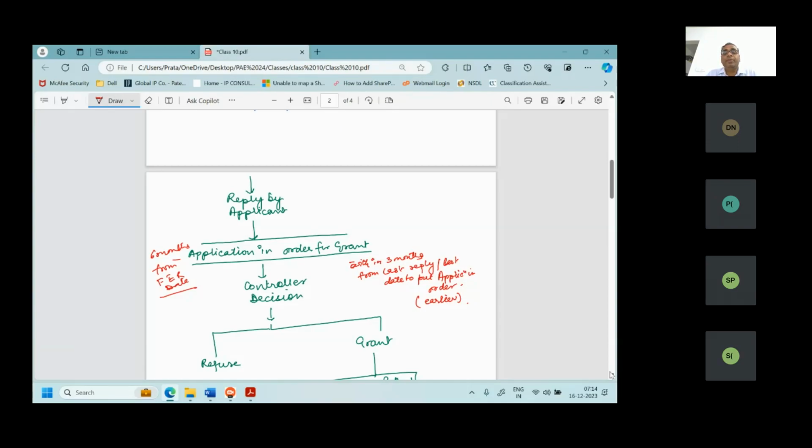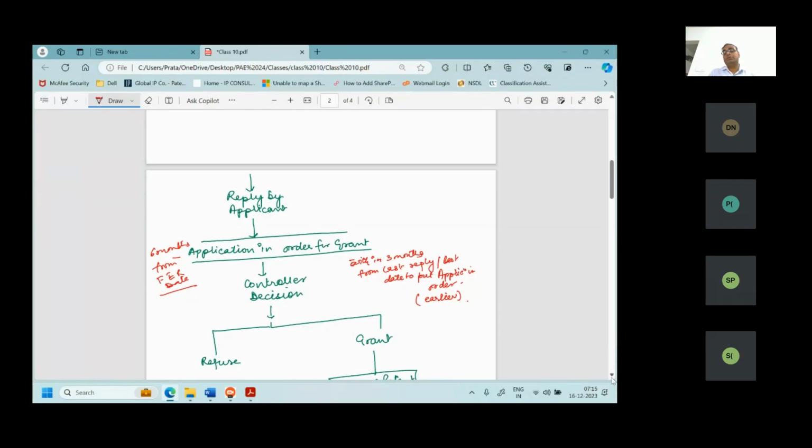Now, within the 3 months, what happens in expedited? In expedited, the 6 months scenario is the same. Extension of FER is also the same. However, within 3 months from the last reply, or from the last date to put the application in order, the controller has to take a decision, whichever is the earliest. This is the difference between examination and expedited examination.